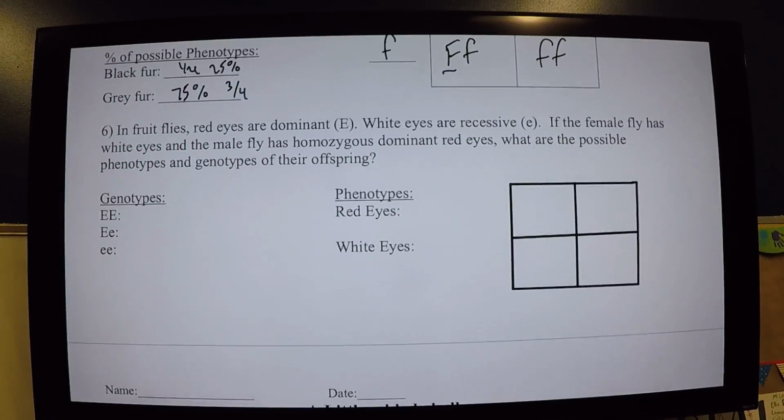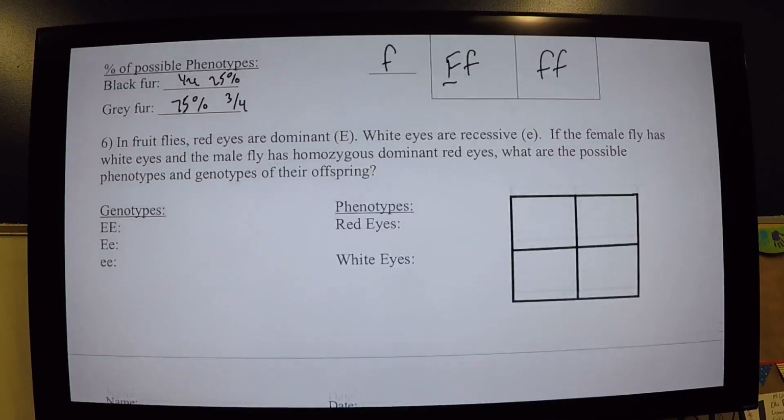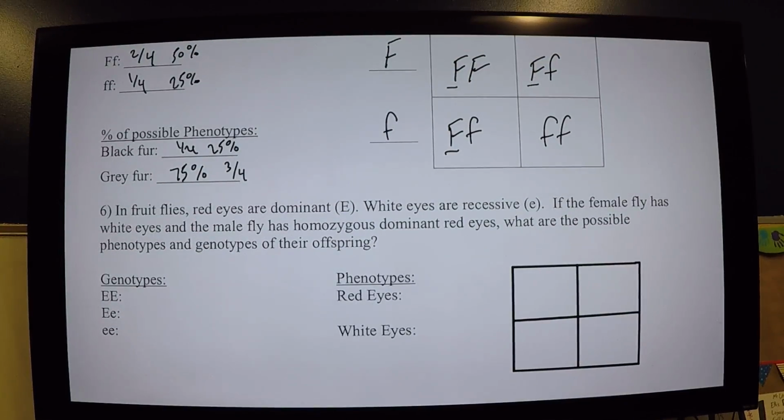I'll do one more of those with you. It says in fruit flies, red eyes are dominant, which we're told here, and white eyes are recessive. So we see the letters we're using.